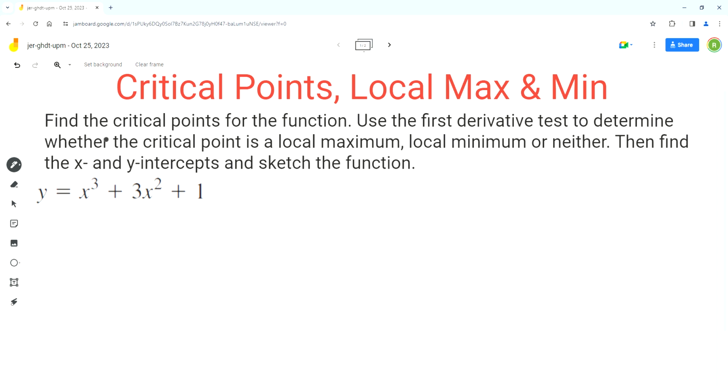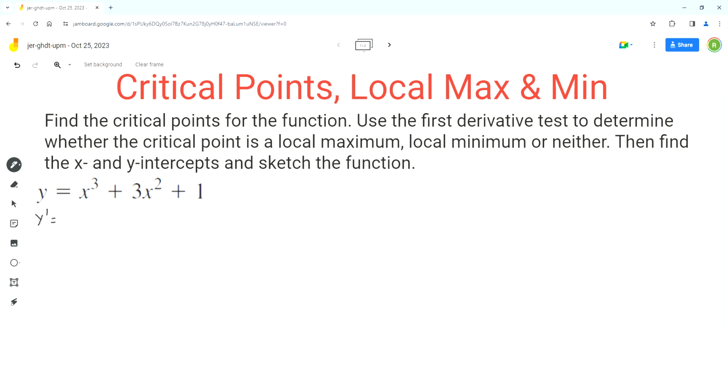So let's first find the critical points. Critical points are points at which the derivative of the function is equal to 0 or undefined. So we'll start by finding the derivative of this function. The first step is y prime. Now this is a polynomial function, so we'll have to find the derivative of these three terms using the power rule.